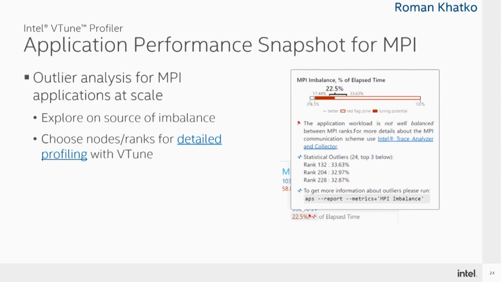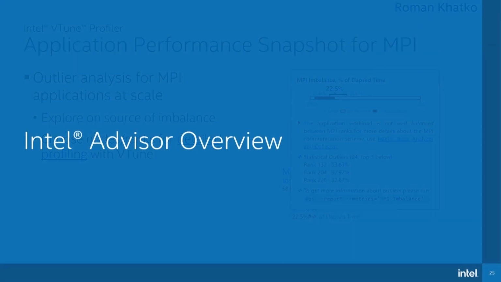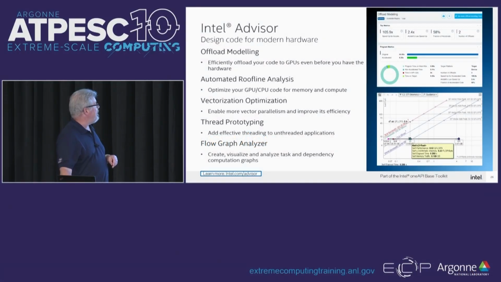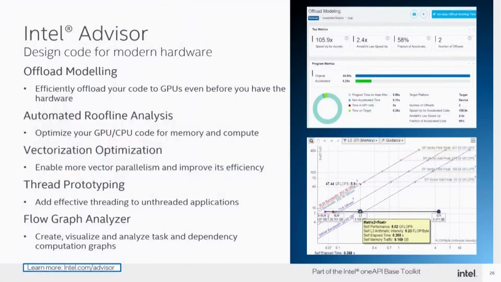Again, this is a quick picture of our application performance snapshot. How much of my MPI is imbalanced? And there's a lot of details here that I'm not going over. I only have a few minutes here, but I'll talk about Intel Advisor a little bit. Some of the main features, again, are the offload modeling that I mentioned, and automated roofline analysis for both CPU and GPU.